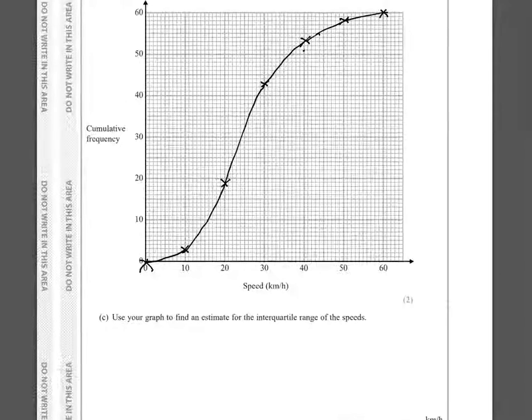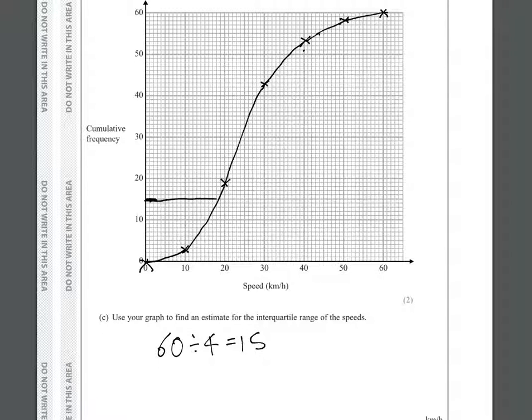Use your graph to find the estimate for the interquartile range. So the interquartile range is the quarters, not the middle. So we're going to divide it by 4 and you get 15. So we're going to look at the 15th value. I'm going to read along, read down, and I'll make that 19. And the 3/4 value, which is 45.